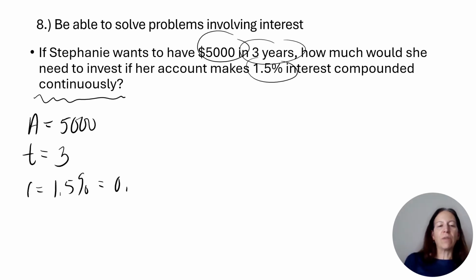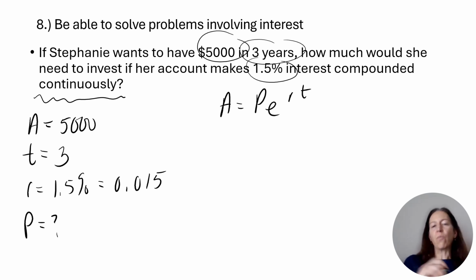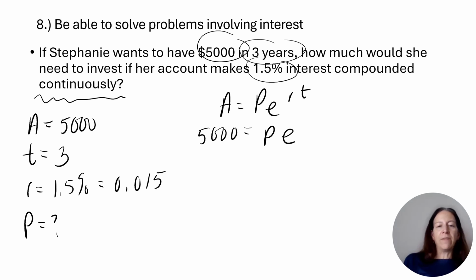Remember that that should be written as a decimal. And the question is, how much would she need to invest? And so the thing that we don't know here is the principal. The equation for this is A equals P e to the rt. So you would write down your equation with nothing in it, and then you're going to show me where you're putting in the numbers. So we've got 5,000 is the ending amount that we want. We do not know P. We have e, our r value is 0.015, and t is 3 years.